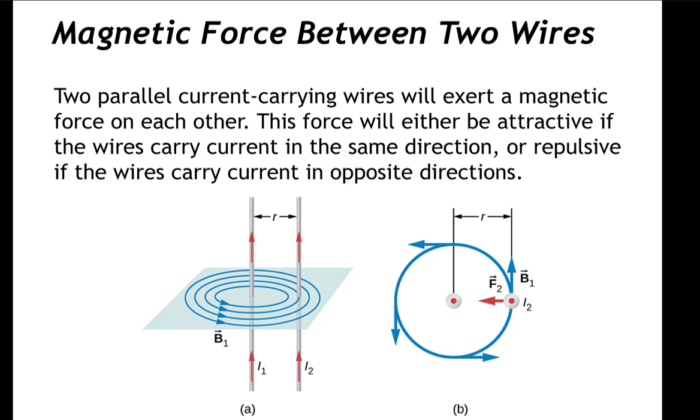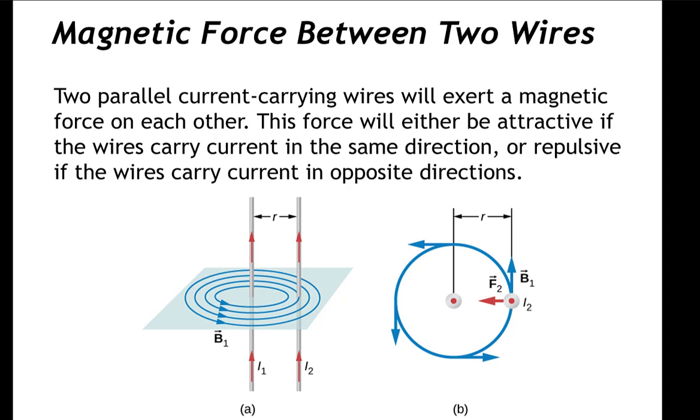Two parallel current-carrying wires will exert a magnetic force on each other. Now, this force will either be attractive if the wires carry current in the same direction, or repulsive if the wires carry current in opposite directions.